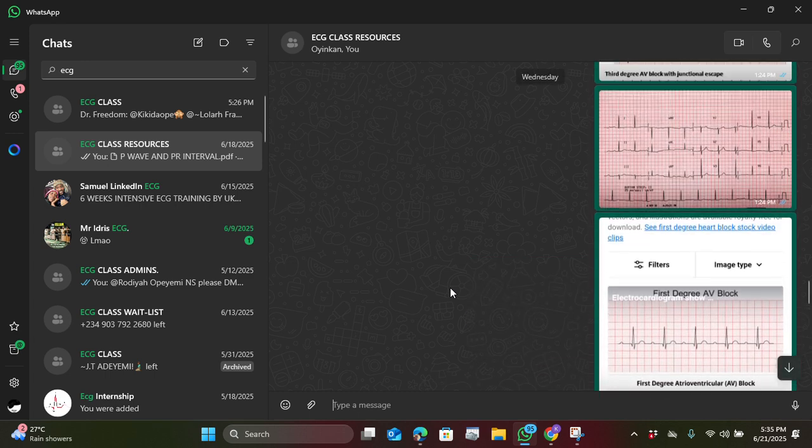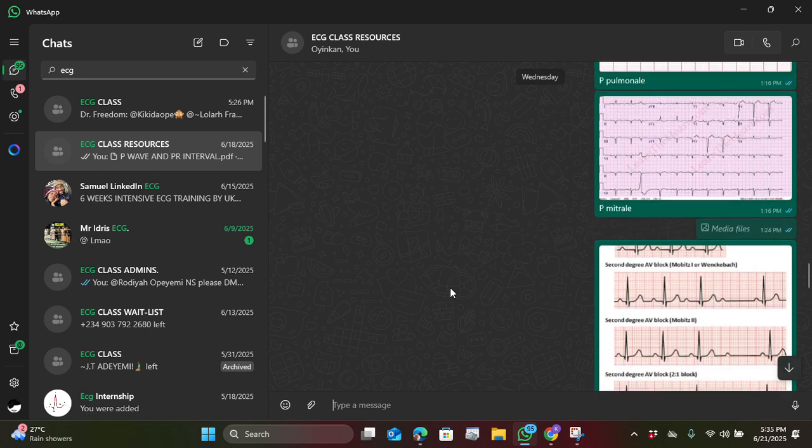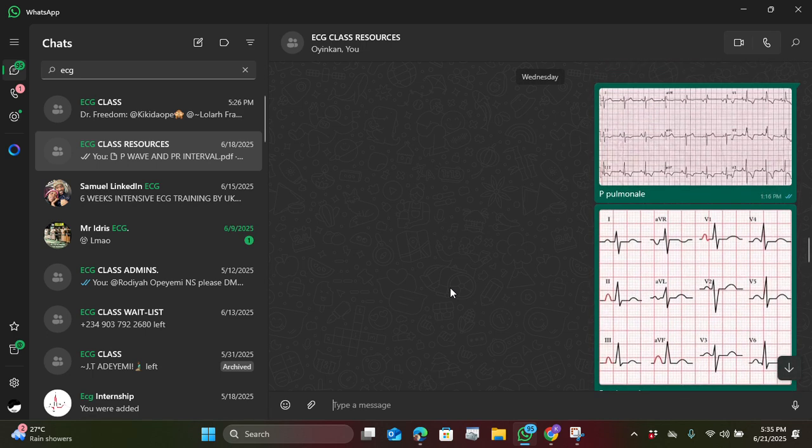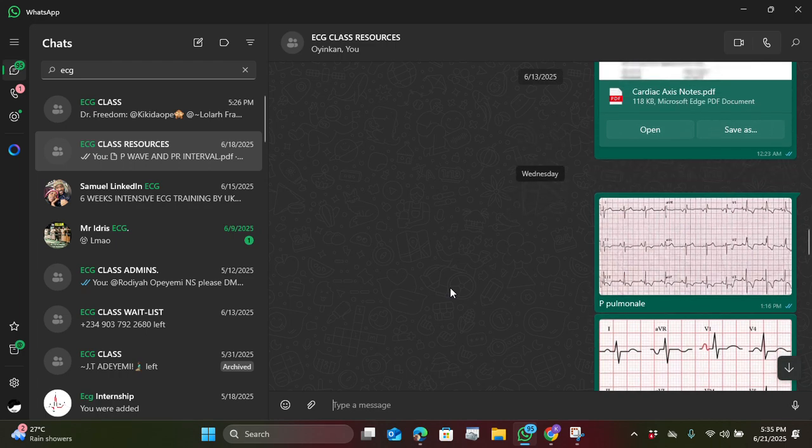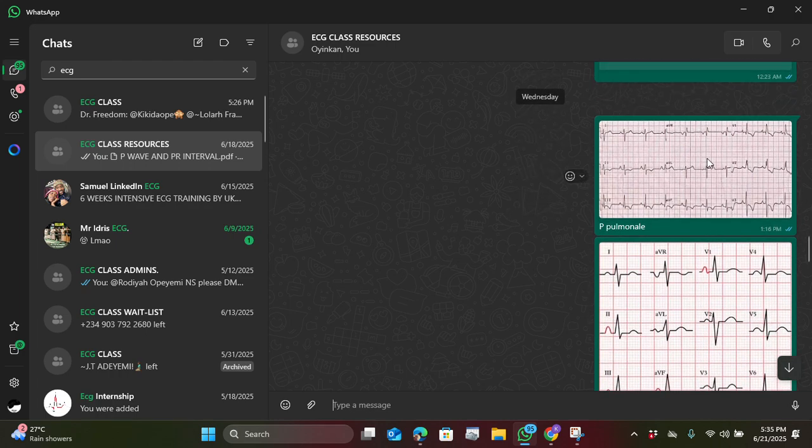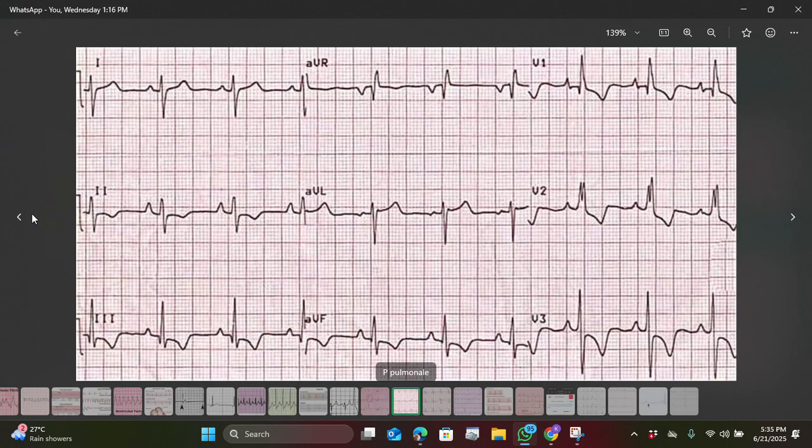Identifying these leads is not really hard. That's why I had to take it from the basics, so that you'll be able to understand when we move further, like we are now. So, P pulmonale.